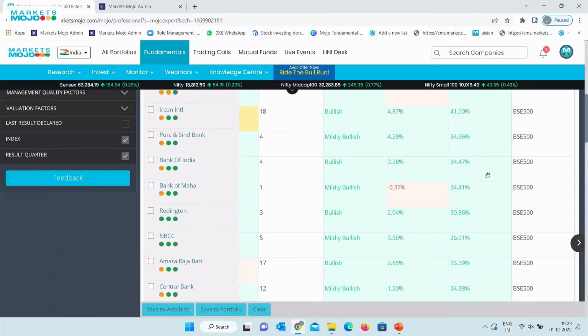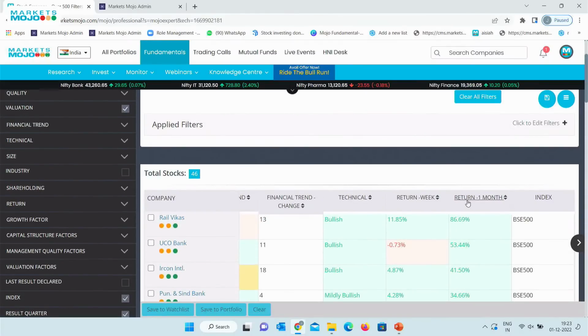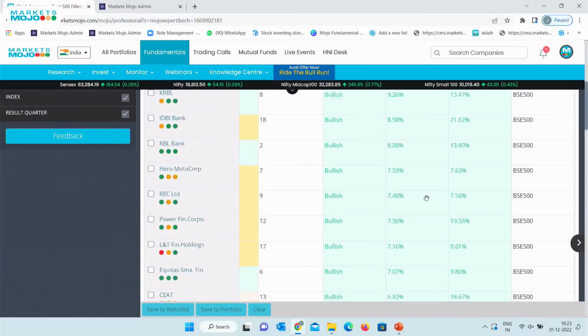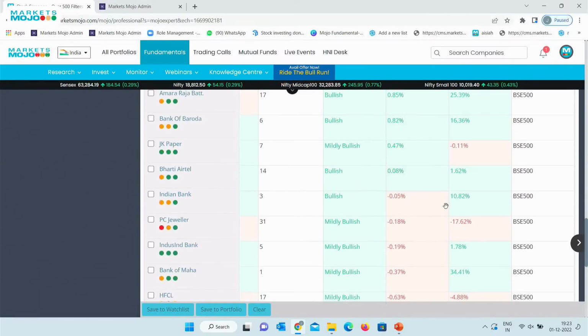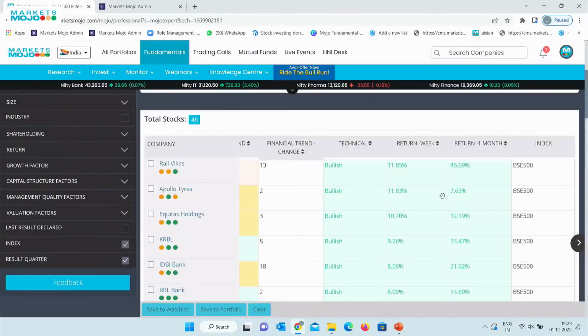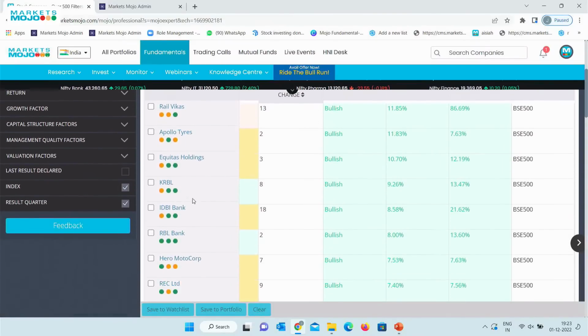So out of 46 companies, look at how strong and powerful this screener is. It's giving you most of the companies which have done extremely well in the last 1 month. You can also look at the current week period, returns since the last 1 week. Yeah, there are hardly any companies which have given negative results. These are the list of companies over here: Rail Vikas, Apollo Tyres, Equitas Holding.